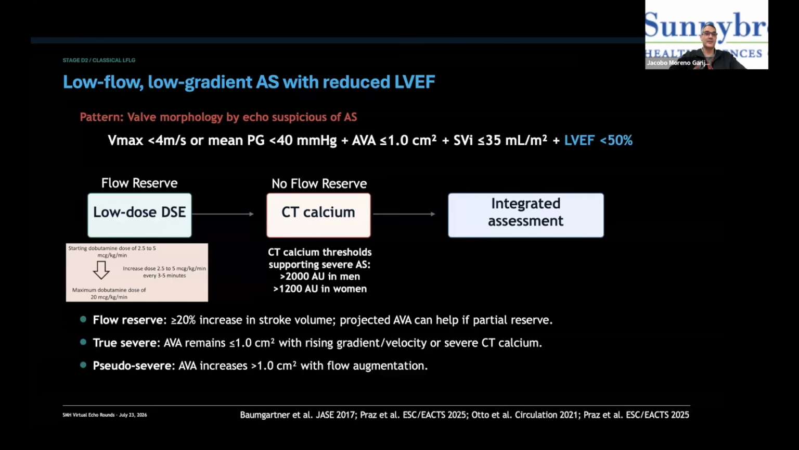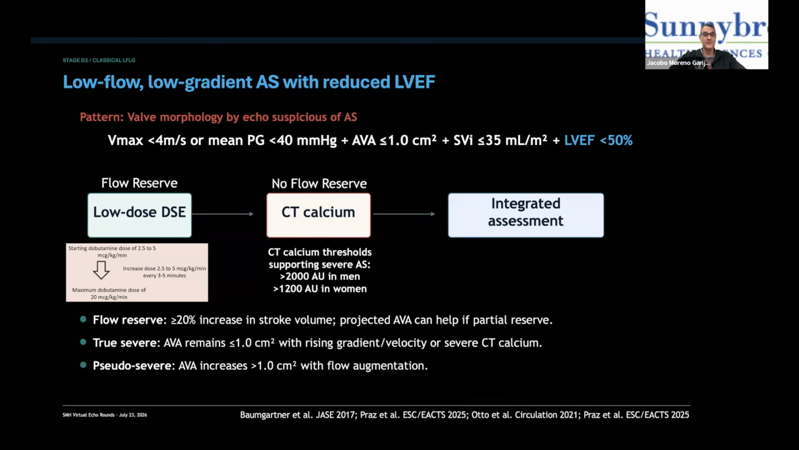And we say that it is low gradient because your Vmax is less than 4 or your mean is less than 40. So the option that we have, because the ejection fraction is low, is to use a low dose dobutamine stress test. When we use that, we aim for an increase in the flow reserve of more than 20% in the stroke volume. And if the aortic valve area then remains less than 1 centimeter squared, this is a true severe aortic stenosis. If, despite that, the aortic valve area increases to more than 1 centimeter squared with the flow augmentation, then we call it pseudo-severe.